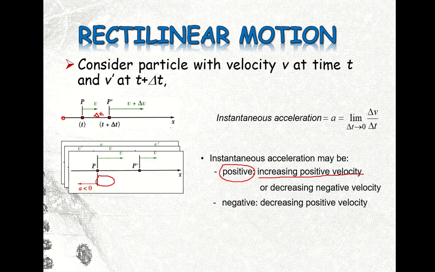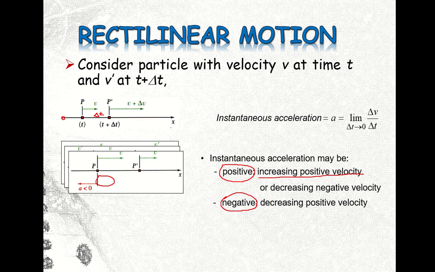Another scenario is that instantaneous acceleration may be negative. Okay, so it can be negative. And again, we have two scenarios here. One is decreasing positive velocity. If you look at this picture, we have a longer arrow, so it means faster. Then in the next position of the particle, p prime, it becomes shorter. So it means that the velocity is decreasing from faster to slower.